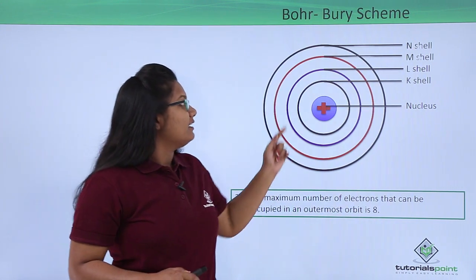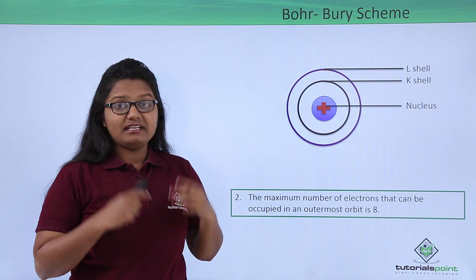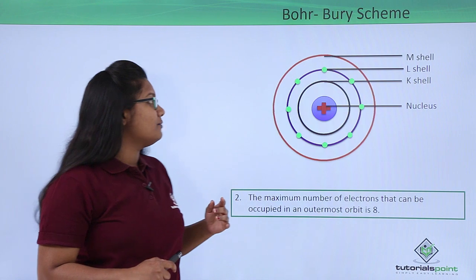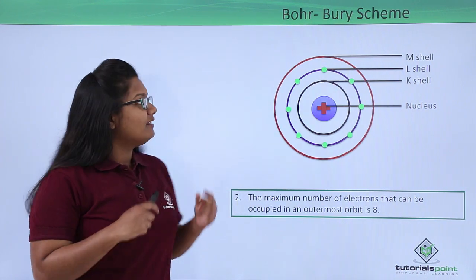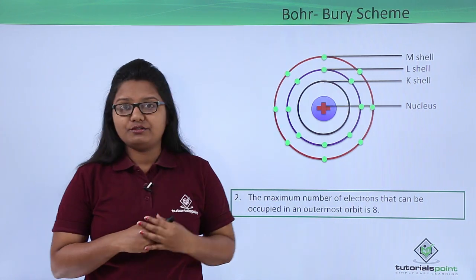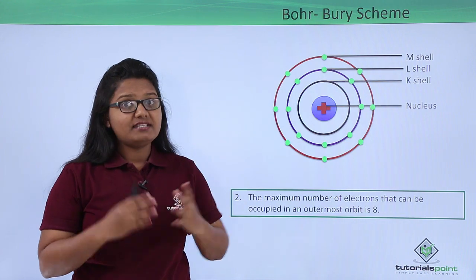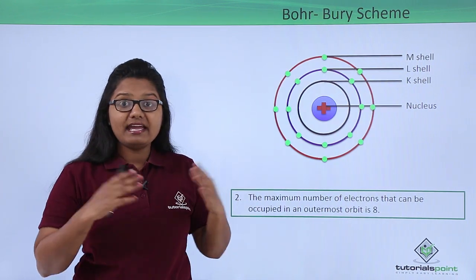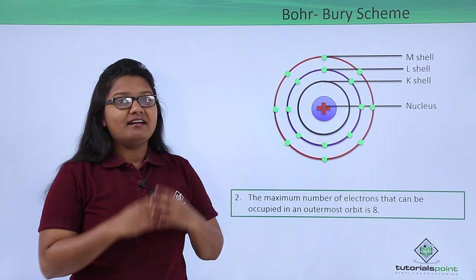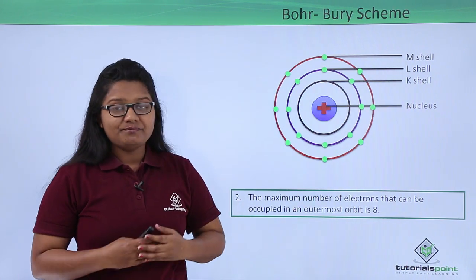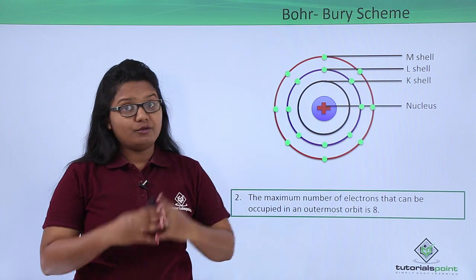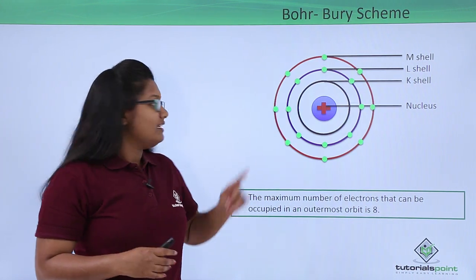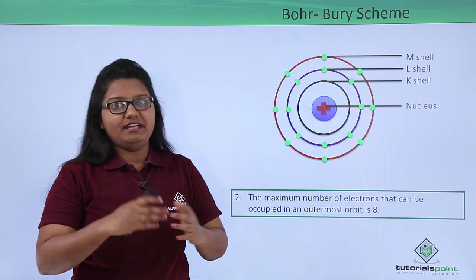It means that if the L shell is the outermost shell, it can have at most 8 electrons. Similarly, if the M shell becomes the outermost shell of an atom, then it can also have 8 electrons. But just now we learned from the first rule that the M shell can have a maximum of 18 electrons. This is true when the M shell is not the outermost shell. But when it becomes the outermost shell of an atom, its capacity reduces to 8.